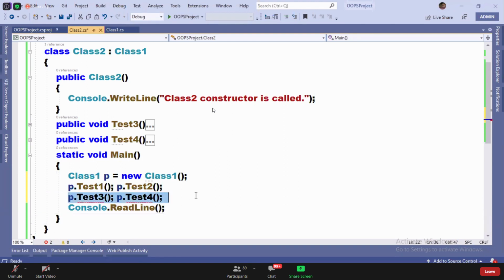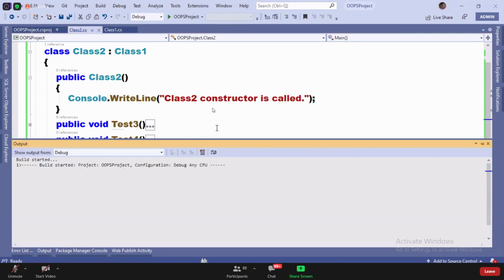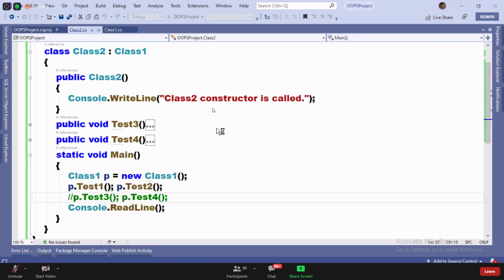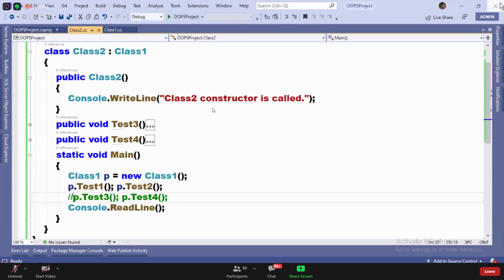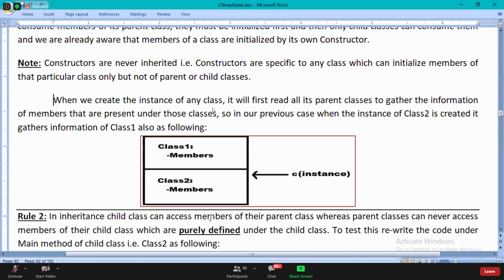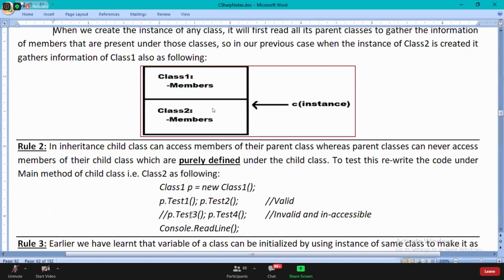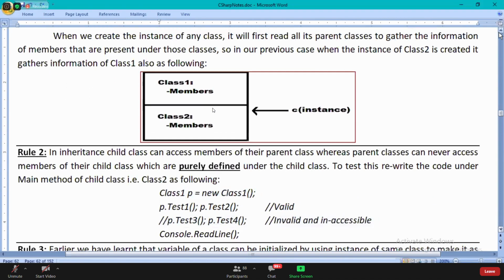Test 3 and test 4 are purely defined in the child class. You cannot call them. This is an invalid error. Test 1, test 2 can be called because the methods are defined in class 1 only. Test 1, test 2 purely belong to class 1. No problem at all. Okay? Now watch this, guys. This is valid. This is invalid and accessible. Am I clear? Any confusion?